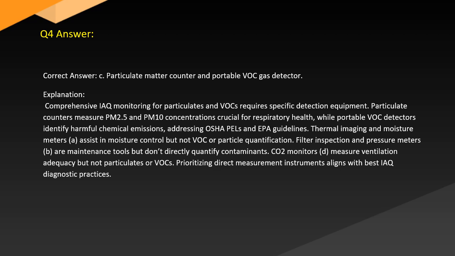Thermal imaging and moisture meters (A) assist in moisture control but not VOC or particle quantification. Filter inspection and pressure meters (B) are maintenance tools but don't directly quantify contaminants. CO2 monitors (D) measure ventilation adequacy but not particulates or VOCs. Prioritizing direct measurement instruments aligns with best IAQ diagnostic practices.